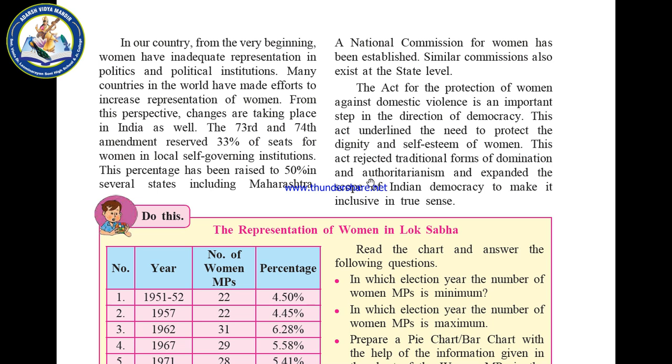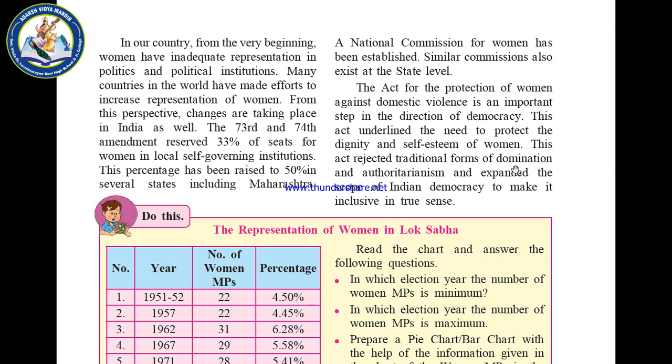This act rejected traditional forms of domination. What is traditional forms of domination? Indian society is a male dominated society. Means there is the domination of men. मेन का डोमिनेशन, पुरुषों का डोमिनेशन हर जगह हमें दिखाई देता है. Either it is political, social, local level, wherever we see, we find the domination of the male.